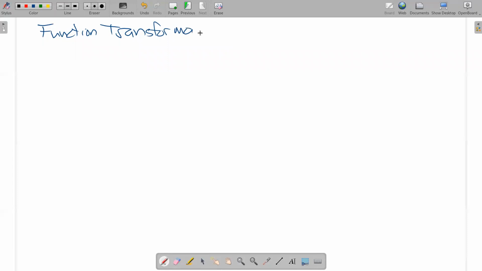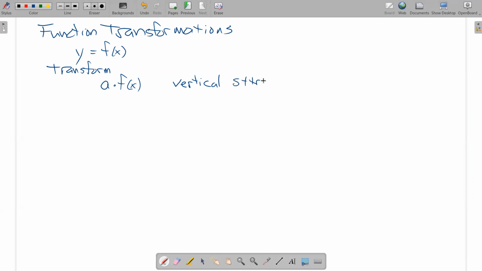Function transformations. If you start with some function, y equals f of x, and then you transform with a multiple like a times f of x, since we're multiplying on the outside, that's affecting the y values. That means this is a vertical transformation, not a horizontal transformation. And it depends on the value of a. So earlier I put in 2 there, so I got a vertical stretch.